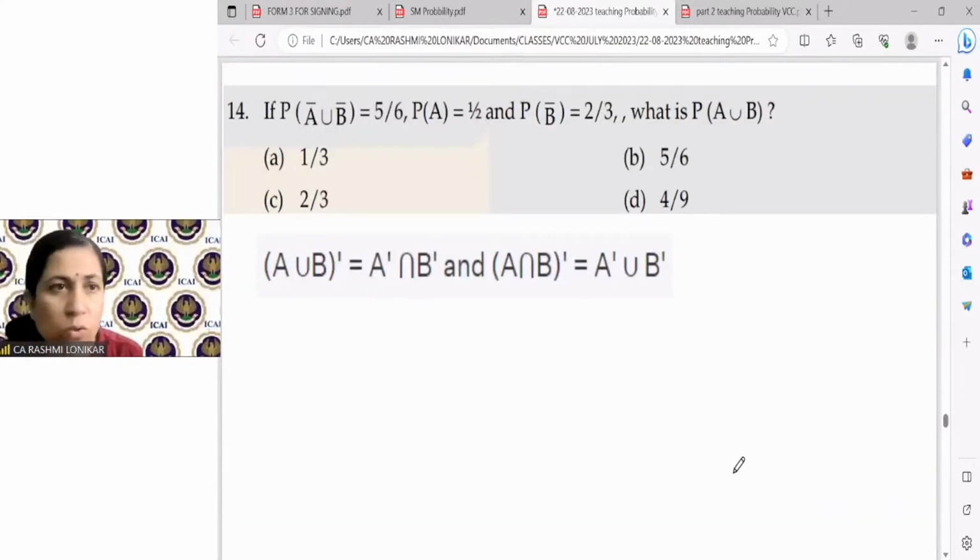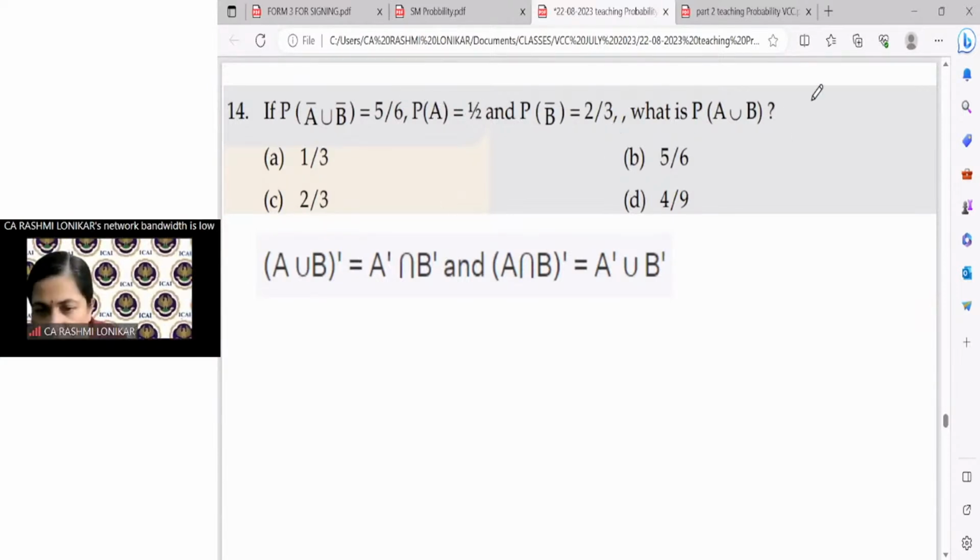Now let us go to the next one. P of A is equal to 1 half and P of B dash is 2 by 3. What is P of A union B? You remember the concept of complement? I hope all of you remember this. That if I have a set A, P of A plus P of A dash is always equal to 1.